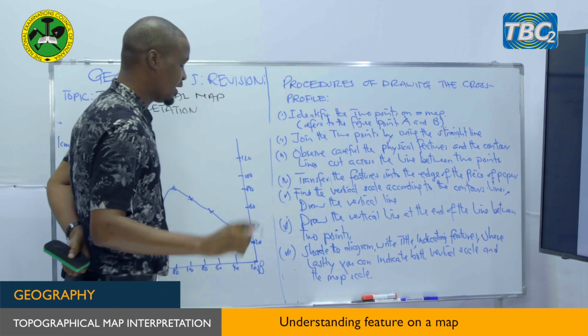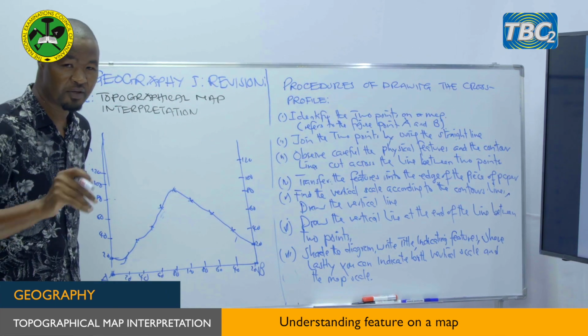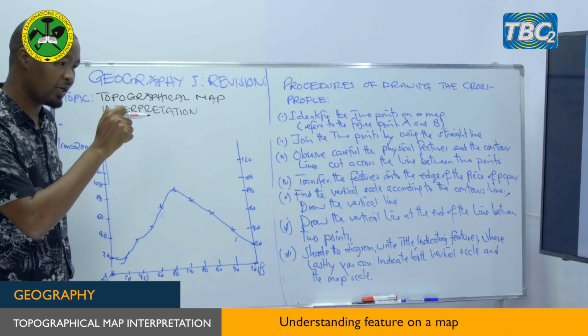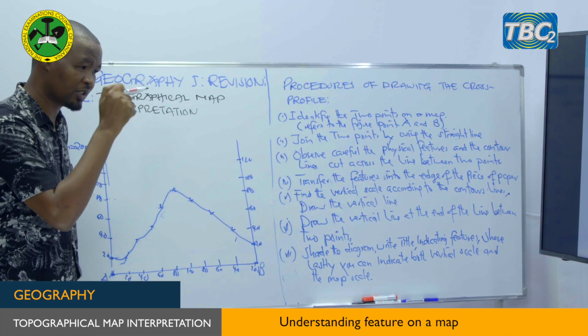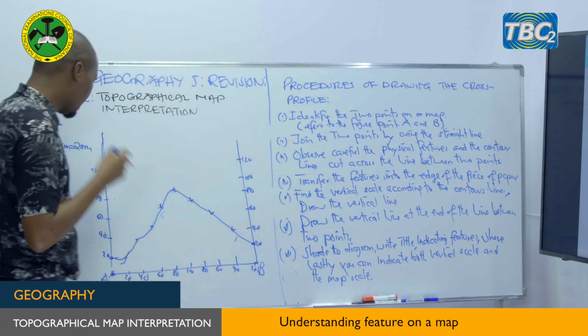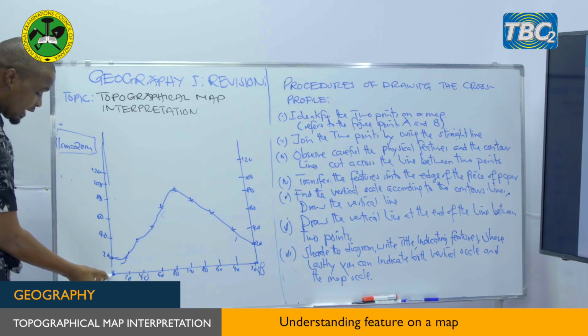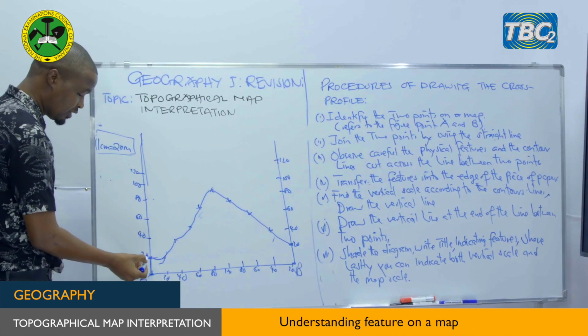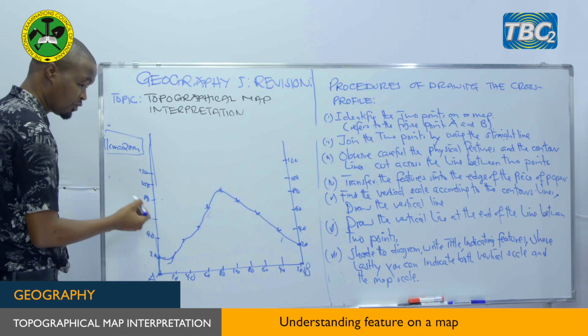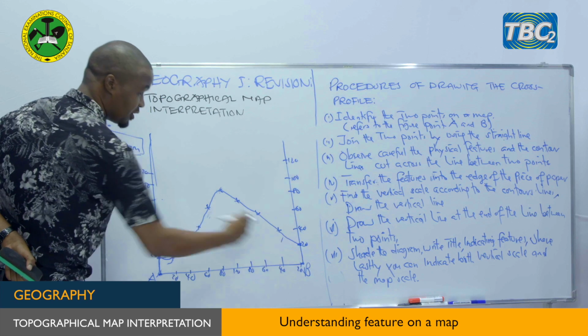As you can see the procedure there, after transferring the features onto the edge of the piece of paper, I have to find the vertical scale according to the contour lines. I have given the contour lines 20, 40, 60, 80, 100, 120. It means I have chosen this to be my vertical scale: 1 centimeter represents 20 meters. You write it the same on both sides at the end of these 2 points.